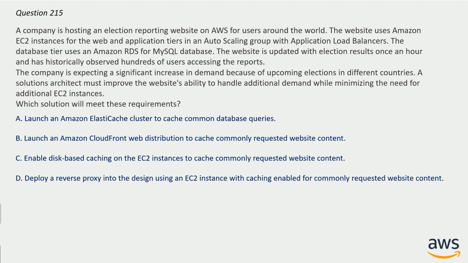And the correct answer here will be option B. Launch an Amazon CloudFront web distribution to cache commonly requested website content. Because it is mentioned in the question that users are around the world. So whenever there is a requirement of providing a better experience for users around the world, always think about CloudFront. It also requires cache invalidation every hour, which is also a requirement of the question. So due to these reasons, option B is correct here.